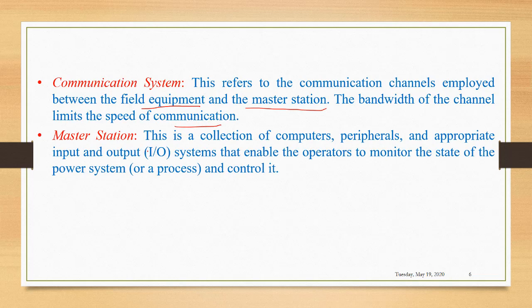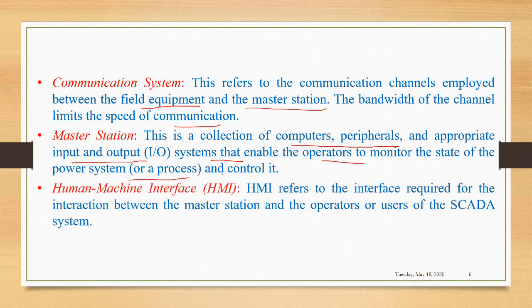The third component is the master station. It is a collection of computers, peripherals, and appropriate input-output (I/O) systems that enable the operators to monitor the state of the power system and to control it through the master station.